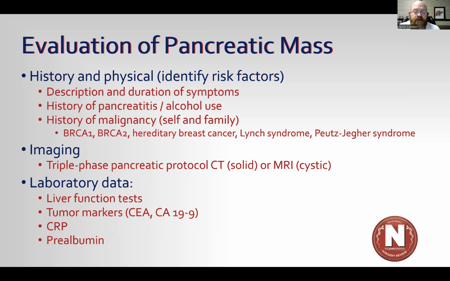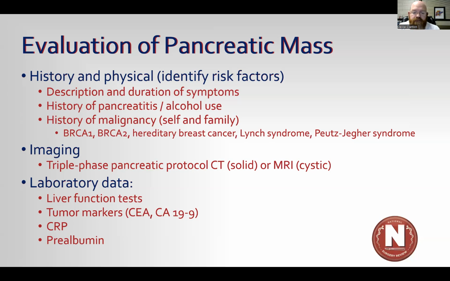And this is not just pancreatic malignancy, while that's very important, but I also will want to know about BRCA1 or 2 mutations or hereditary breast cancers, Lynch syndrome, Peutz-Jeghers syndrome, which may run in the family and all can have an association with genetic pancreatic cancers.